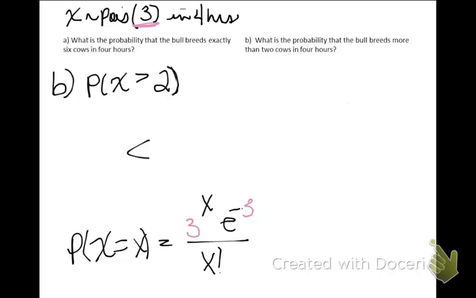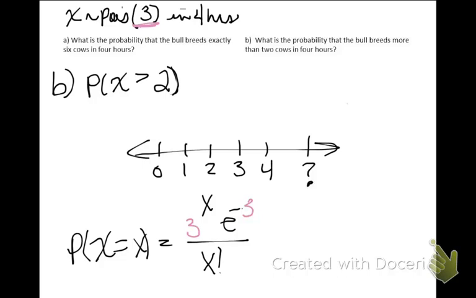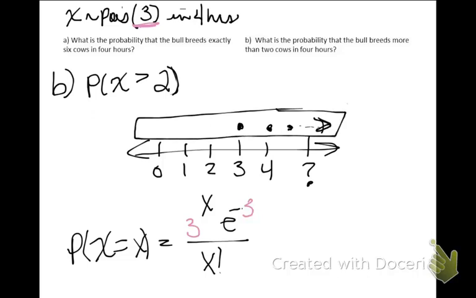Thinking about this on a number line, the bull could breed 0, 1, 2, 3, 4, up to as many cows as it really wants to breed or is capable of breeding in a 4-hour interval. If we want the probability of being greater than 2, that means we are not including 2, but we are including 3, 4, 5, or however many more he's capable of breeding. Since there's no known upper bound, we cannot work the problem out by finding the probability of being greater than a particular number. What we'll have to do instead is say that the entire sample space sums to 1.